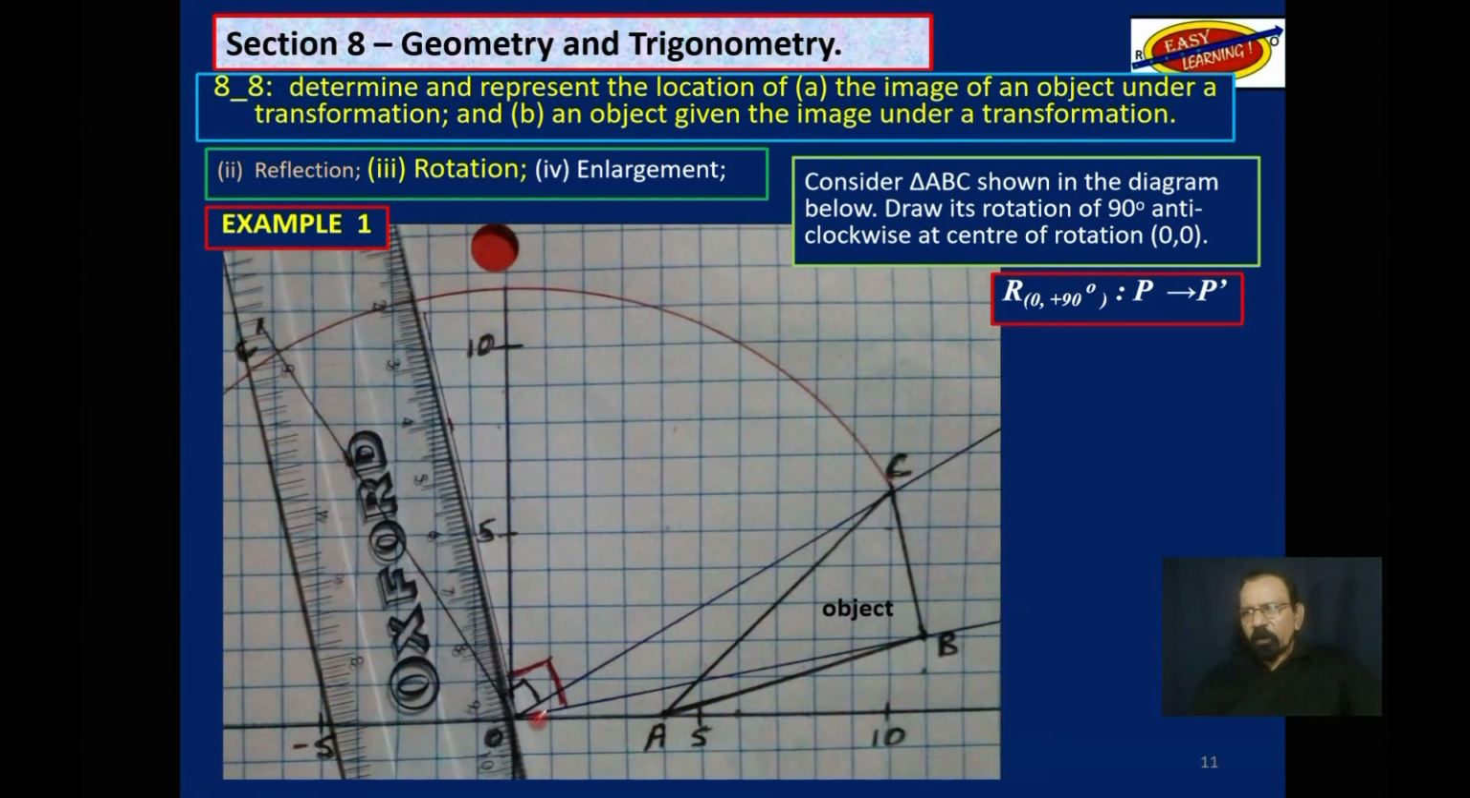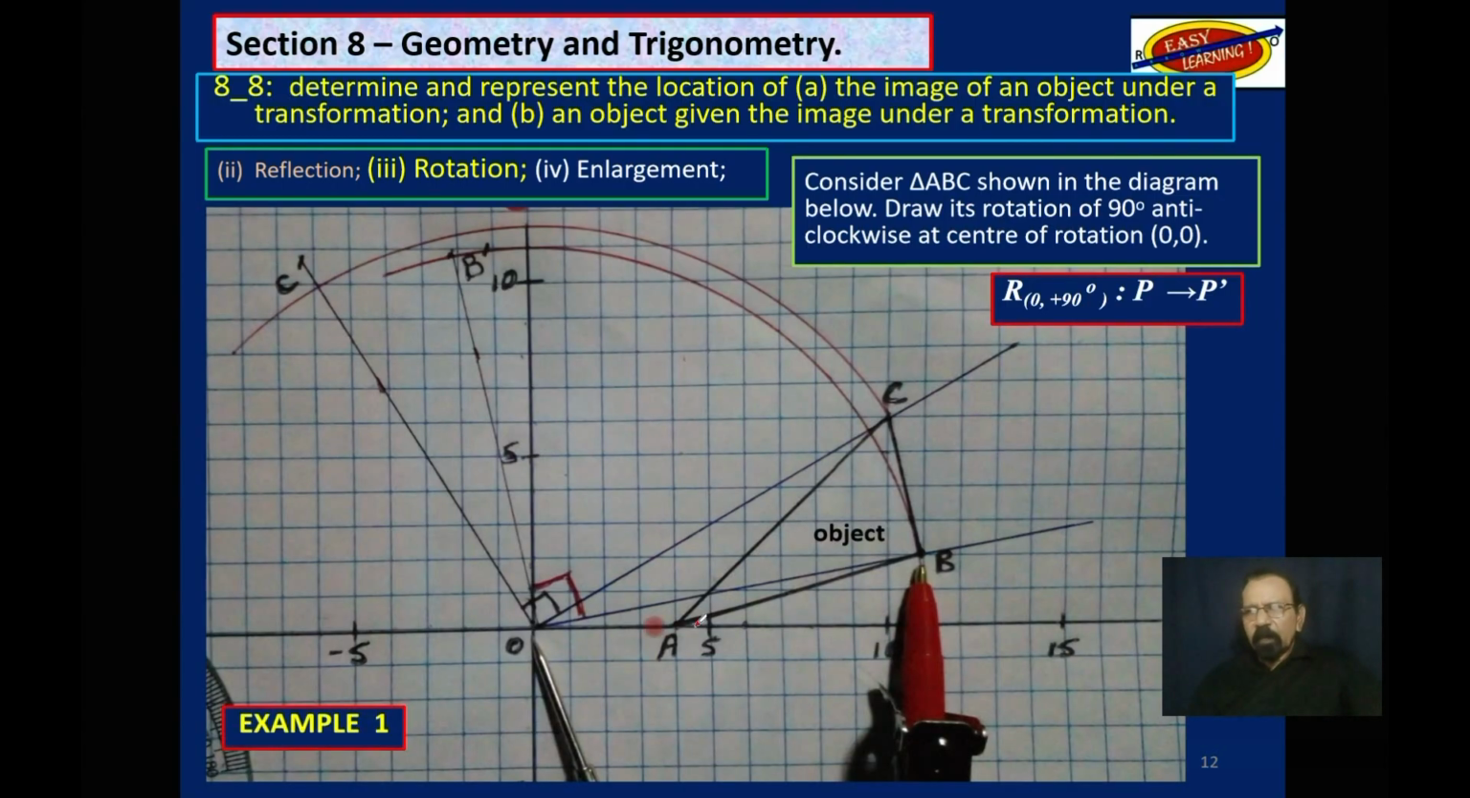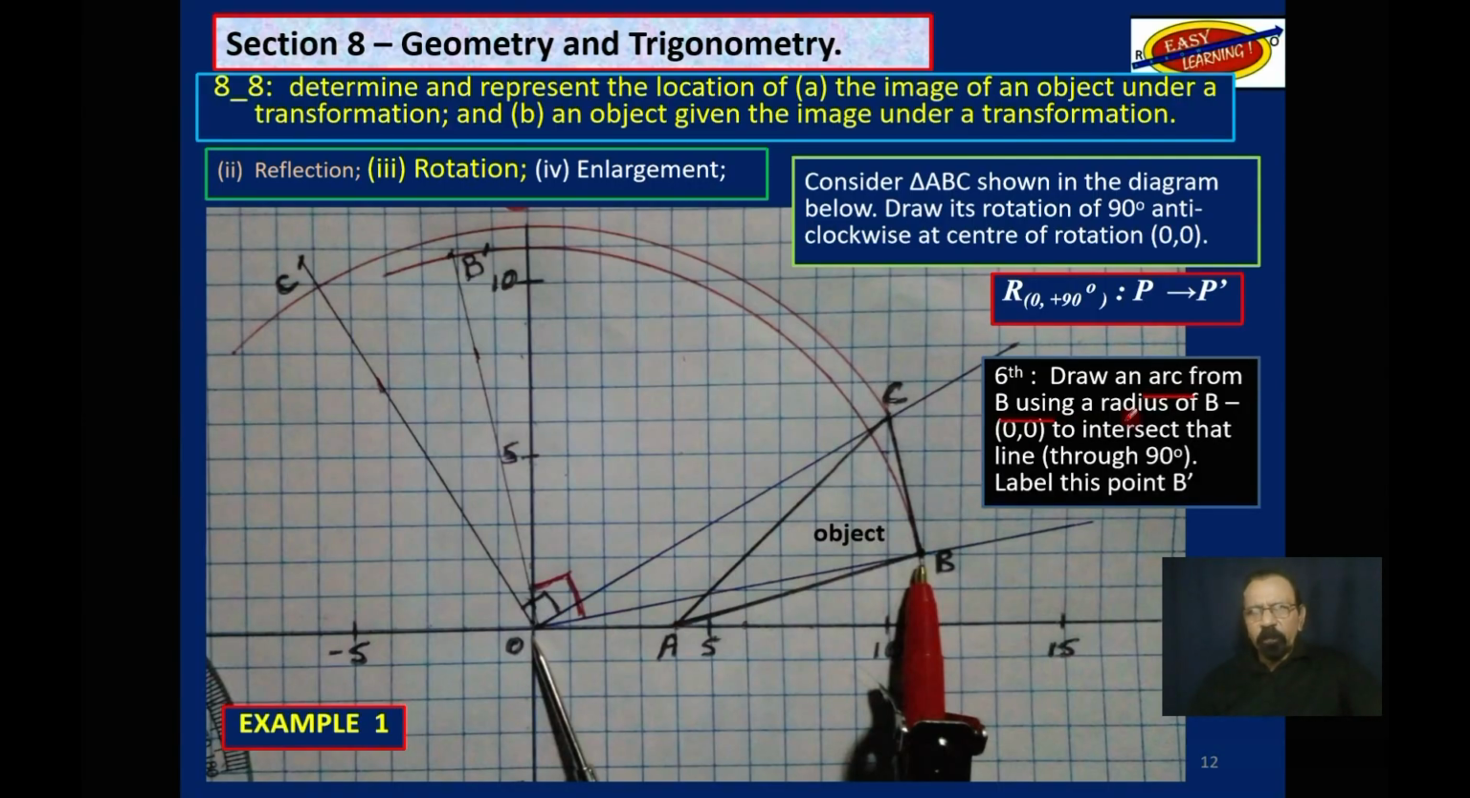And by now you know what to do. You draw a construction line from 0, 0 through that mark of 90 degrees, from here to where that line was marked off. Draw that line. And then you draw an arc from B using a radius of B to 0, 0, from here to there. The metal point of your compass is here. The pencil point is at B. You draw an arc to go to that line, and you label the point where this arc intersects with that line as B prime.